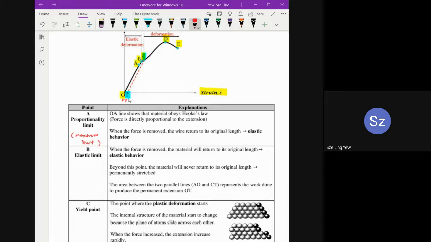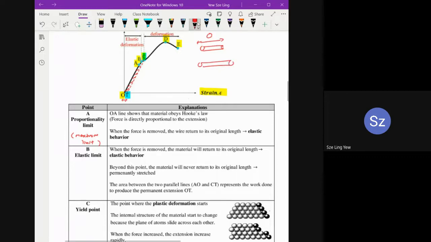It will go back to length T. So from O to T, how much work is being done? It is being determined by the area between OA and CT. So the original length, let's say this is a length of O. From point O to point B, even though you stretch the object, it will still go back to point O. But once it passes point B, it will not go back to the original length.